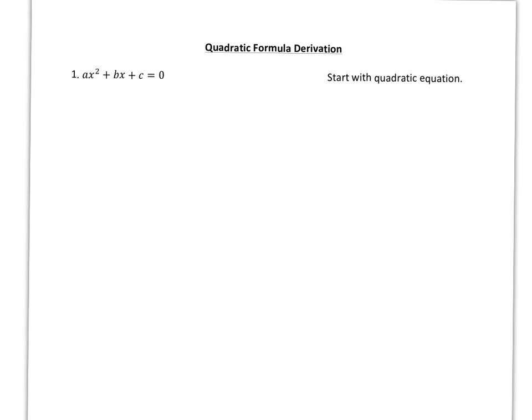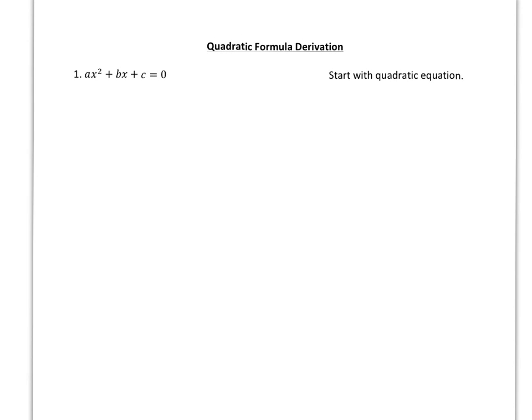Let's get started. So, for step 1, we start with a quadratic equation, just a general quadratic equation in the form of ax squared plus bx plus c equals 0. If we were trying to complete the square, we would first want to make sure the coefficient in front of x squared is 1. So right now we are going to assume that a, the coefficient in front of x squared, is not 1. So let's divide everything by a.